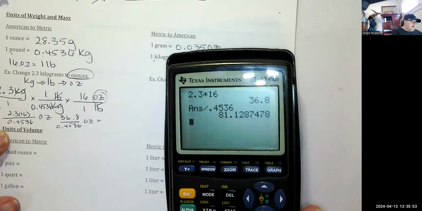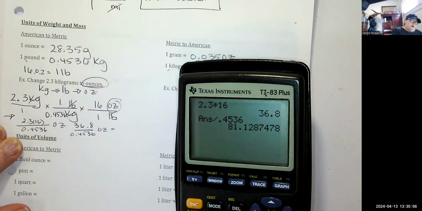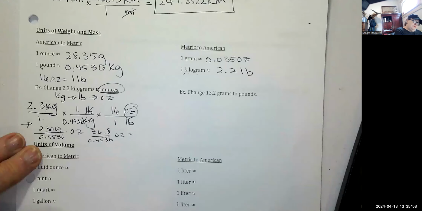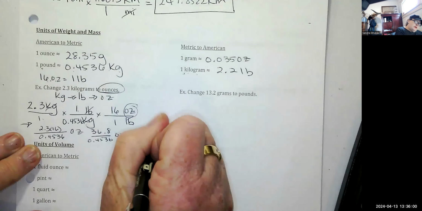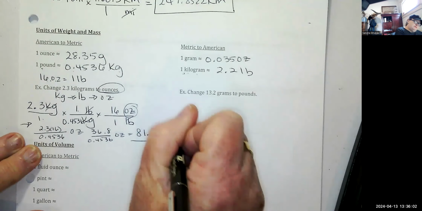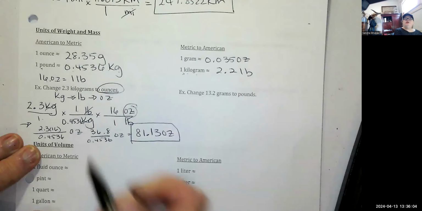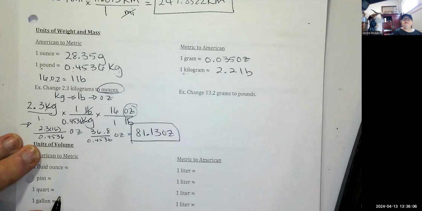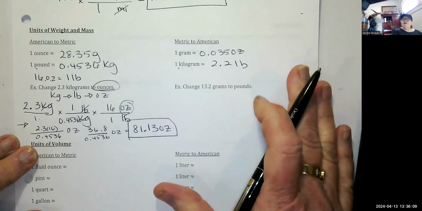I'm just going to round that to the 2nd decimal, 81.13. 81.13, and this is ounces, is equivalent to 2.3 kilograms. That was kind of fun. Let's do another one. Pause the video and try this one yourself.